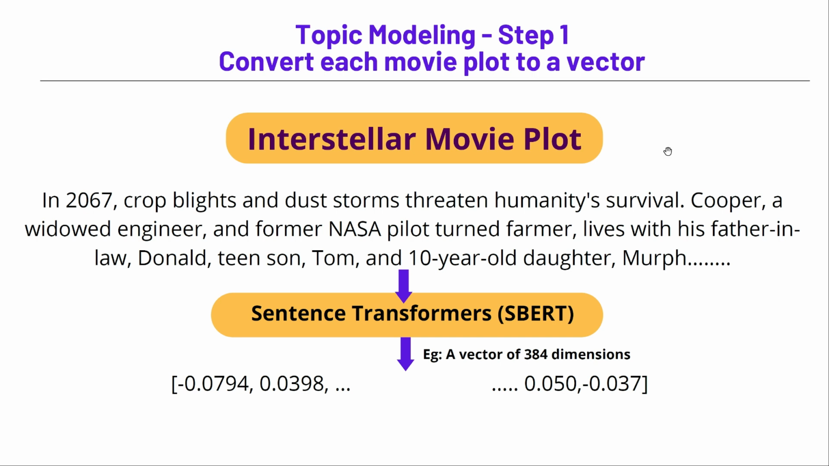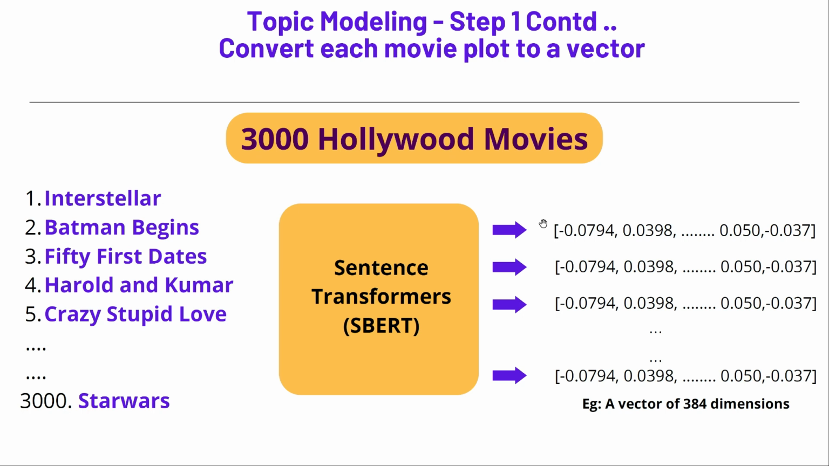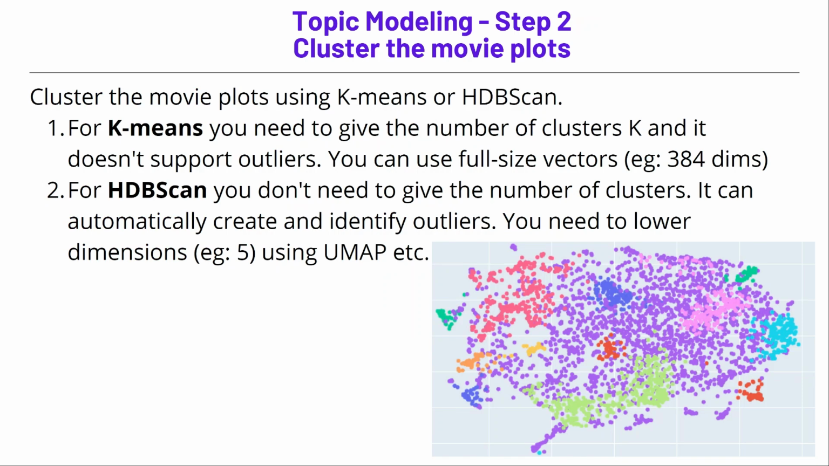It is essentially converting each document into a vector of fixed dimensions. In our case, we are converting each movie plot into a fixed size vector using the sentence transformers, that is the SBERT library. And we do it for all the documents that we have. We are going to convert all the movie plots individually into their own fixed size vectors of, let's say, 384 dimensions. So at the end of the day, you have 3000 vectors of 384 dimensions, and each vector corresponds to a movie plot. Now the next thing that we are going to do is cluster the movie plots.